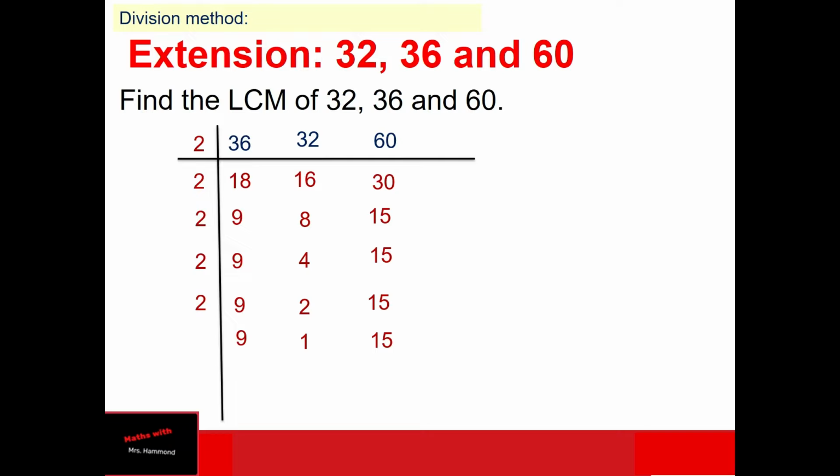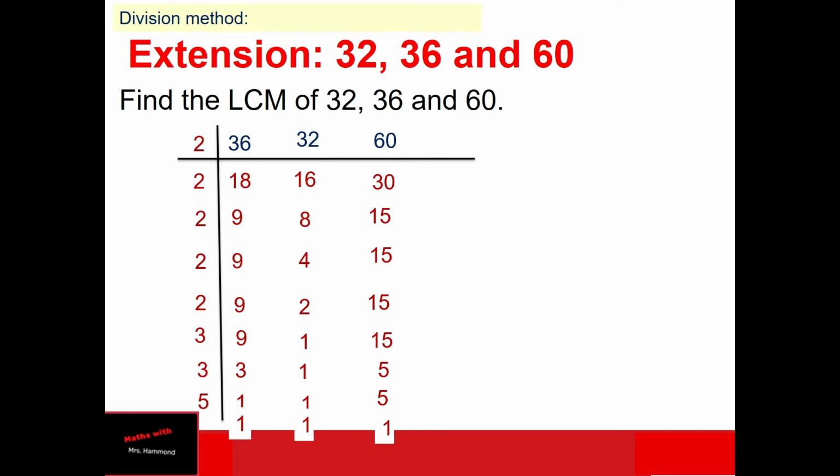Now we've hit 1 on the 32 column, so that's the end of the road for 32. Now we then need to deal with the 9 and 15. So of course a common prime factor that will divide through 9 and 15 is 3. So that's giving us 3 and 5. And we're going to use 3 one more time. So that's the end of the road for 36 as well. So we then need to deal with 5 until we hit 1. That's our target.